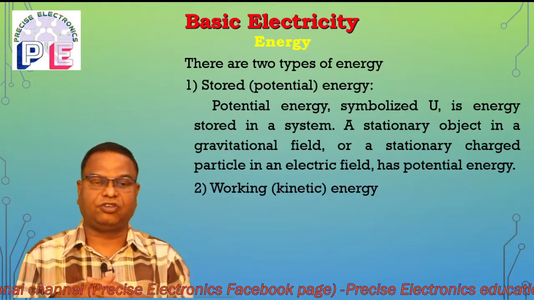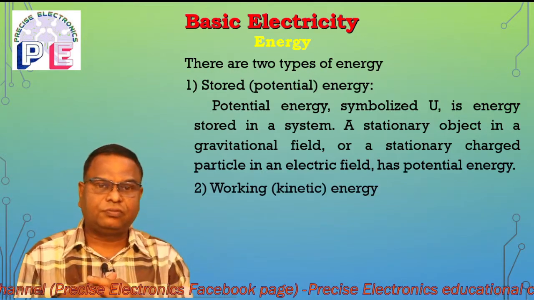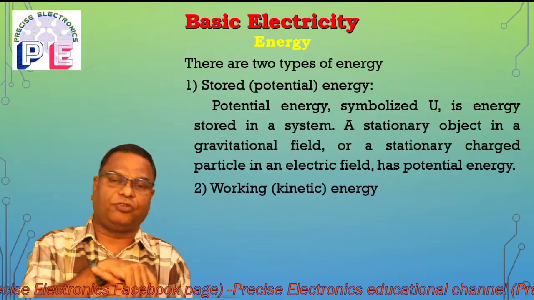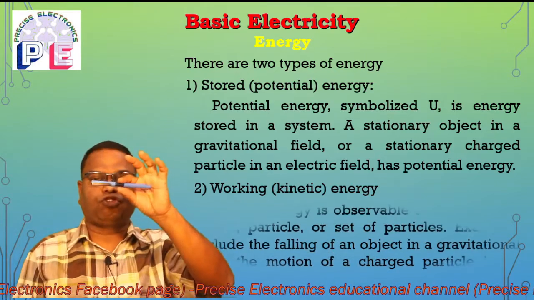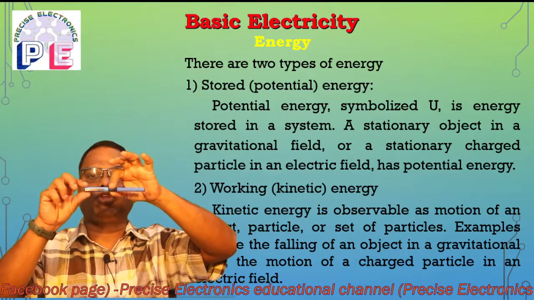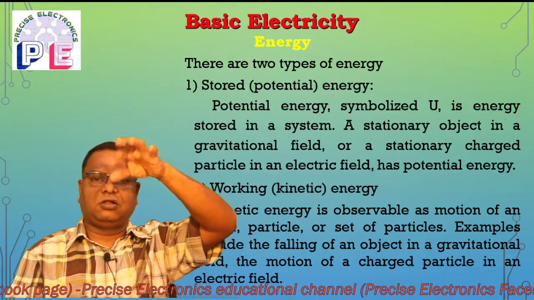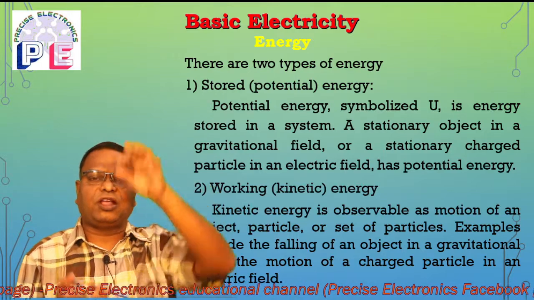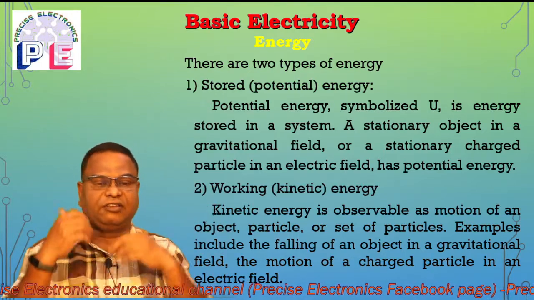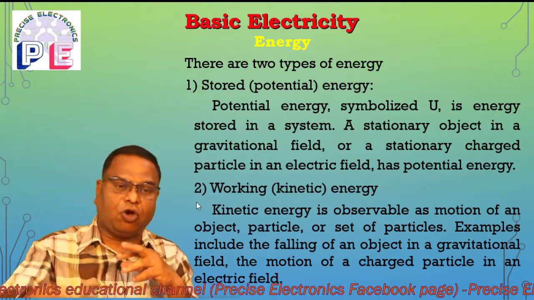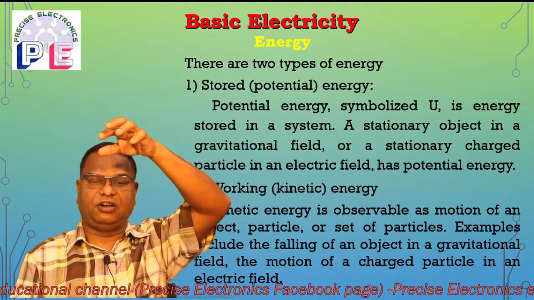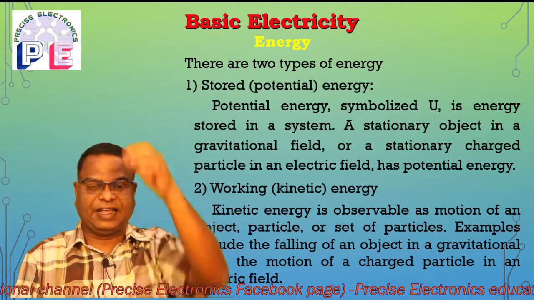Working or kinetic energy. What is kinetic energy? Kinetic energy is observed as the motion of an object. Suppose this is a pen which stores energy in the form of potential energy. When I release this pen, it generates energy that is known as kinetic energy. Examples include the falling of an object in a gravitational field, which generates kinetic energy.